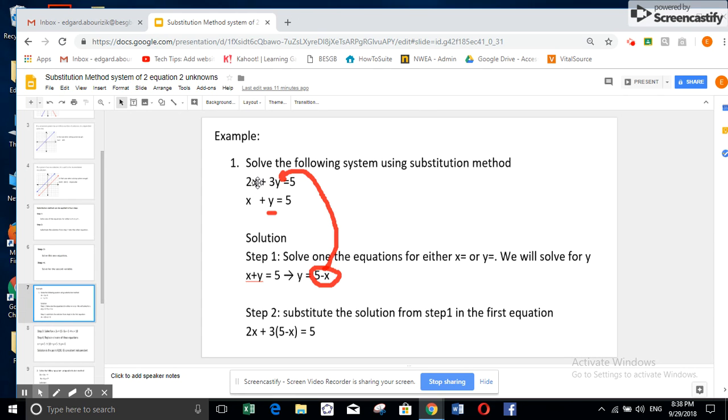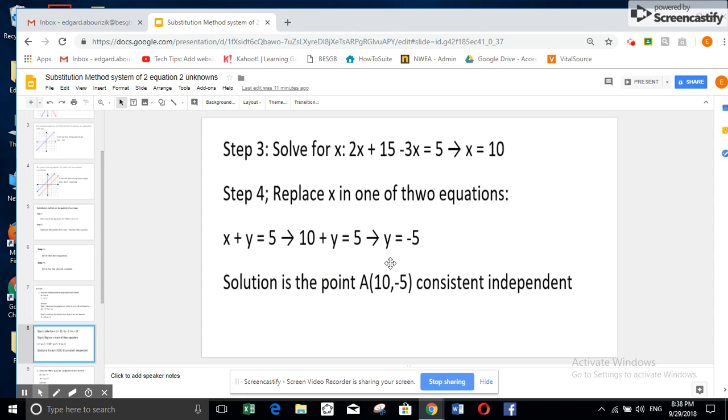Since x is 10, I replace it either in the first or in the second equation. I replace it here, since x is 10. So y is 5 minus 10, and I get y equals minus 5. So the two lines intersect at the point whose coordinates are 10 and minus 5.